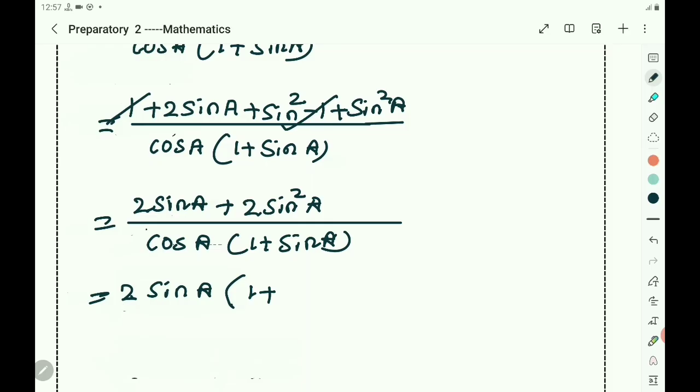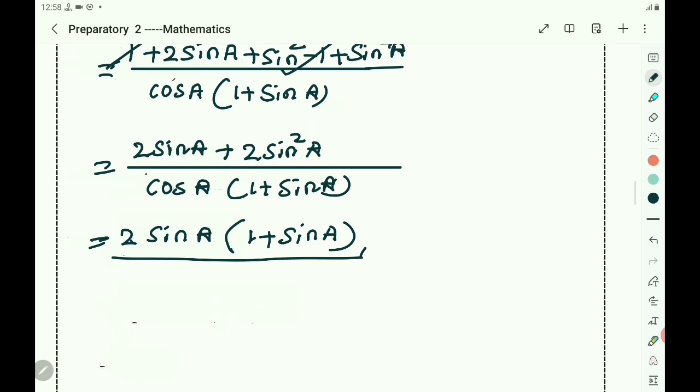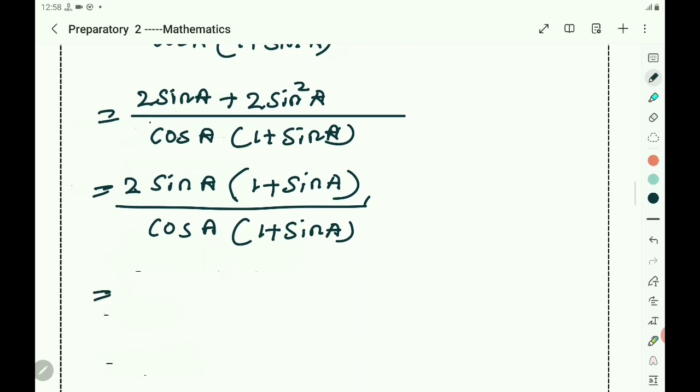1 plus sin A by cos A into 1 plus sin A equals, write 1 plus sin A, 1 plus sin A as it is, 2 as it is, sin by cos is tan, 2 tan A, which is equal to RHS.